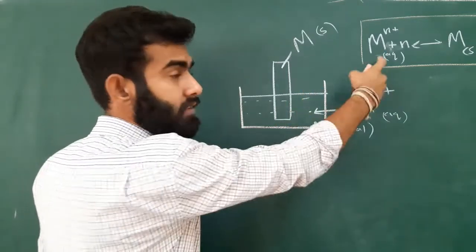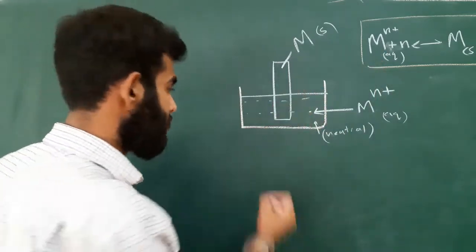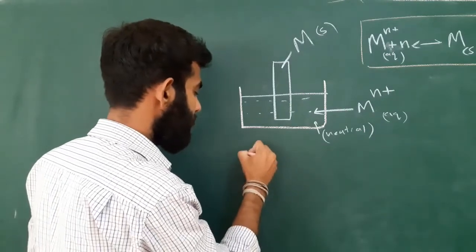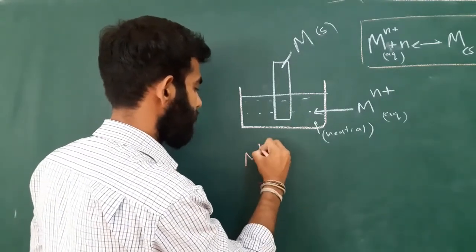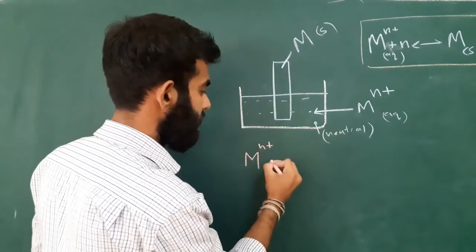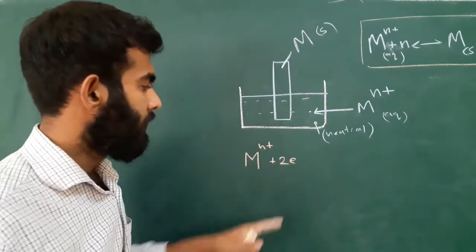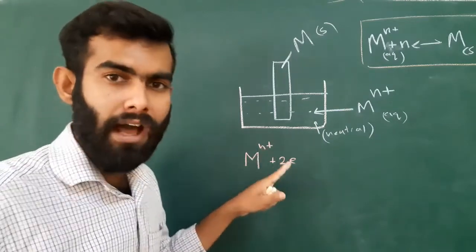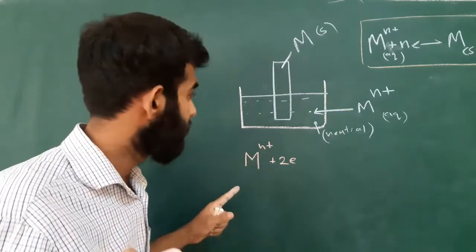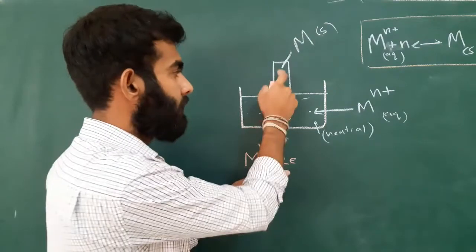If we consider this reduction equation, M n+ will get 2 electrons. These electrons came from where? What do you think? This electron will come from this rod.